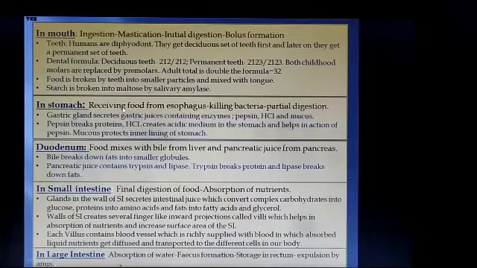The stomach's function is to receive the food from the esophagus, and then killing of the bacteria and partial digestion. How? Gastric glands secrete gastric juices that contain enzymes like pepsin, HCl and mucus. What does HCl do? HCl creates an acidic medium so that any possible entry of bacteria can be cancelled, and so the bacteria are eliminated due to the secretion of HCl.